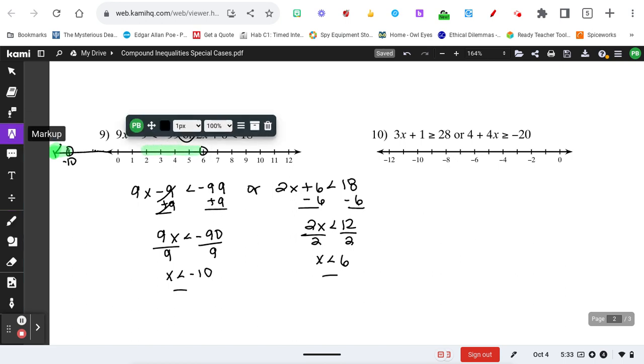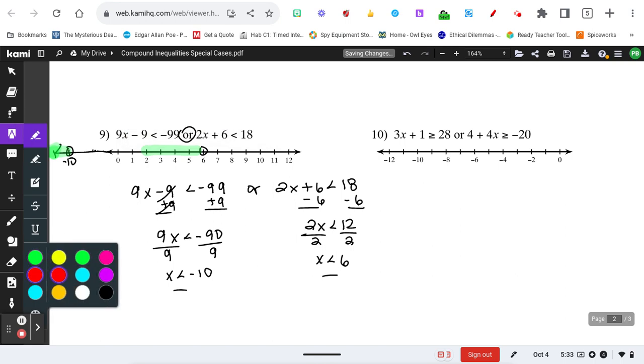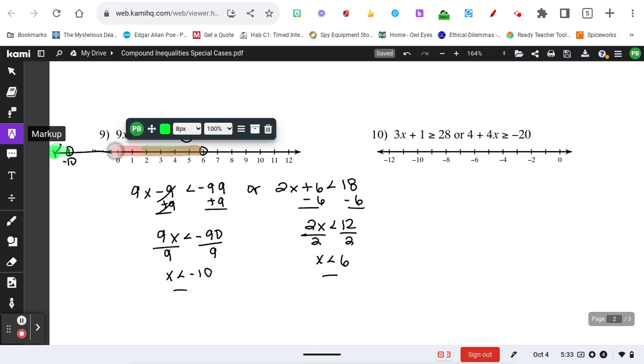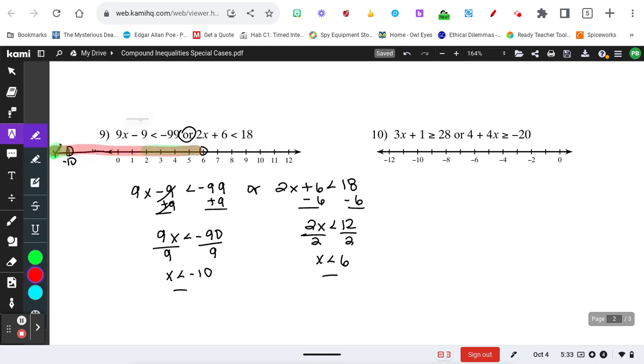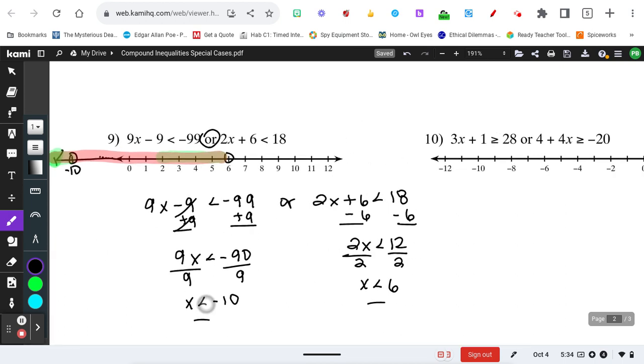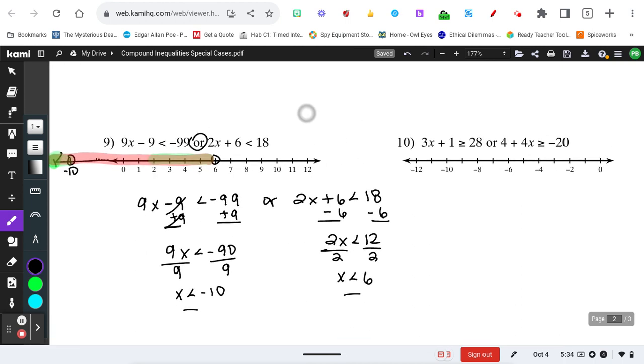you're not looking for where they overlap, guys. I know they overlap on that tail end, but I don't have an and statement. I have an or statement. So I'm looking for anything that's shaded. So anything that's shaded will be from 6, not including 6, and to the left. That's going to be negative infinity up to 6. Okay?